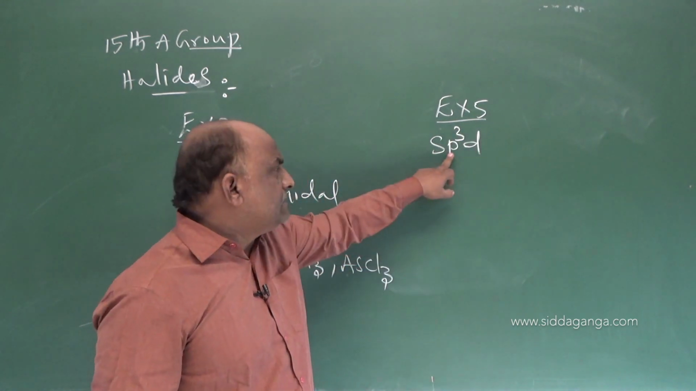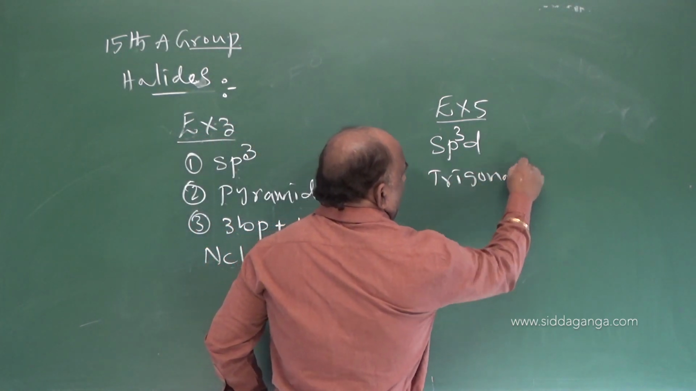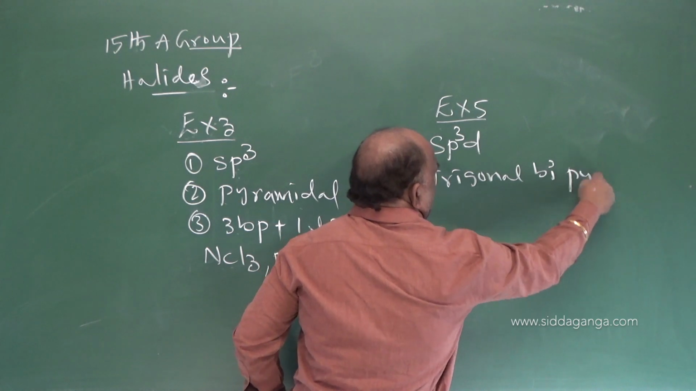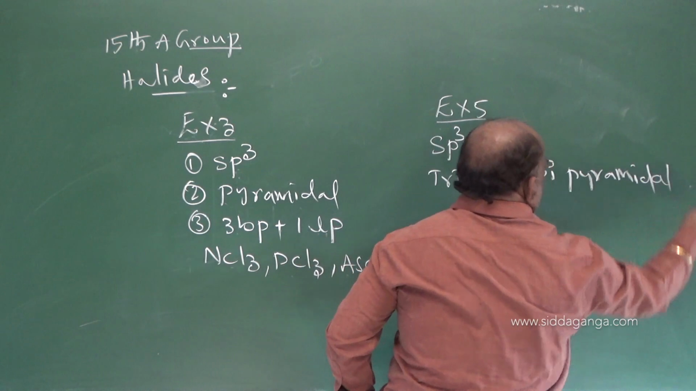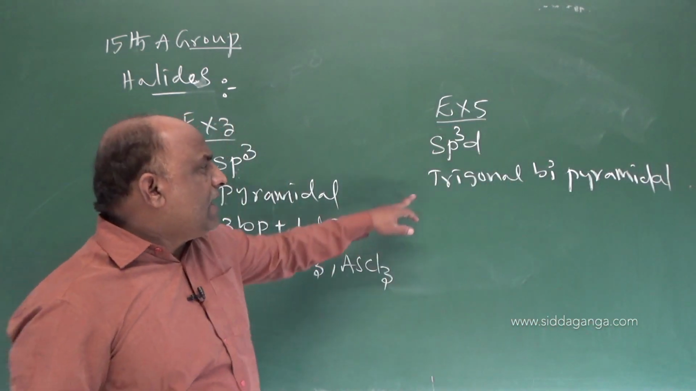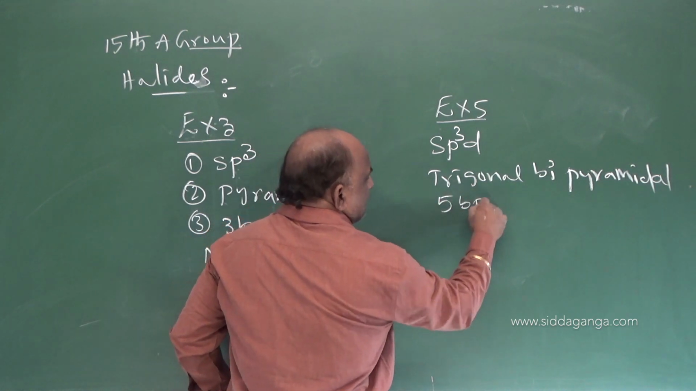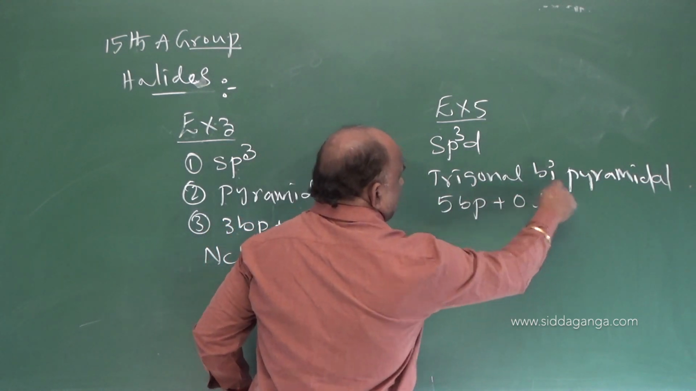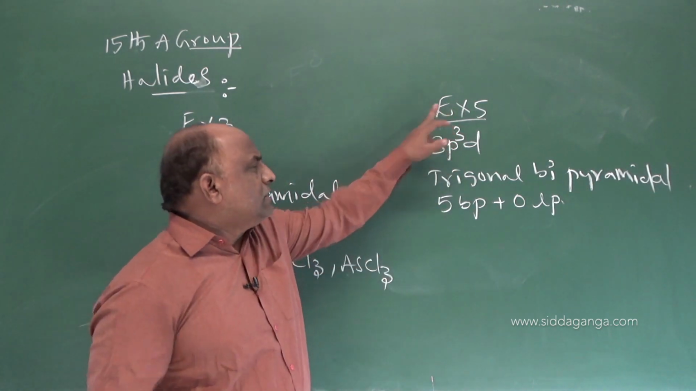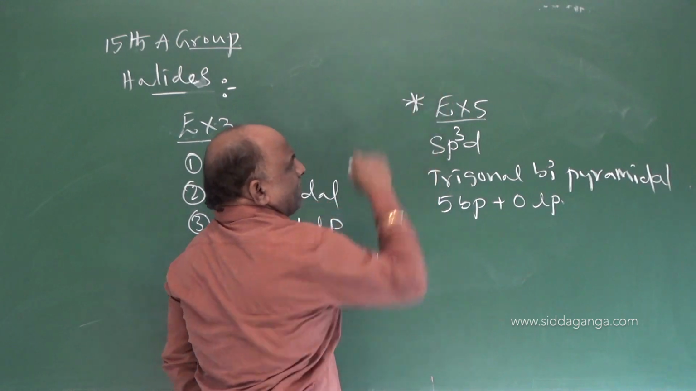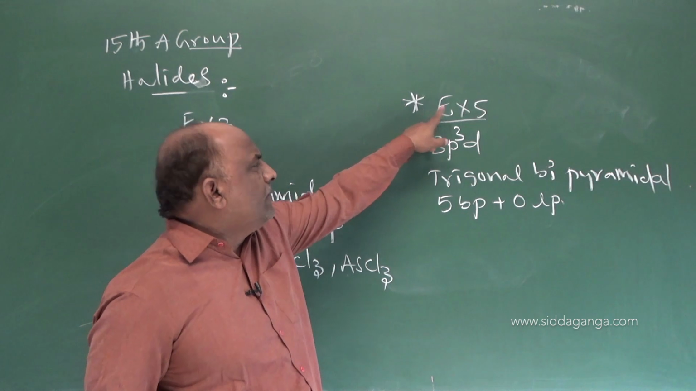Coming to the pentahalides, all pentahalides are sp3d hybridized, and the shape of the molecule is trigonal bipyramidal. This is the shape of pentahalides: 5 bond pairs plus 0 lone pairs. This is one of the important topics from a competitive point of view.